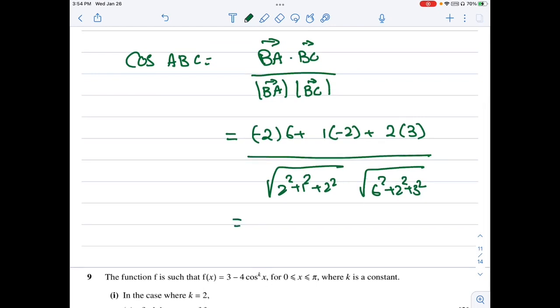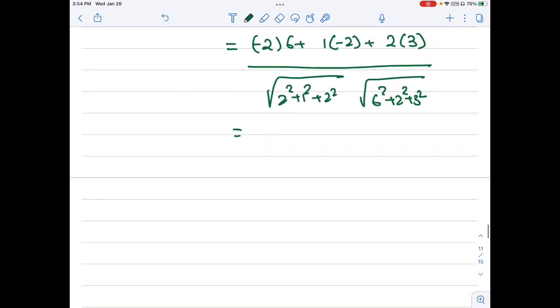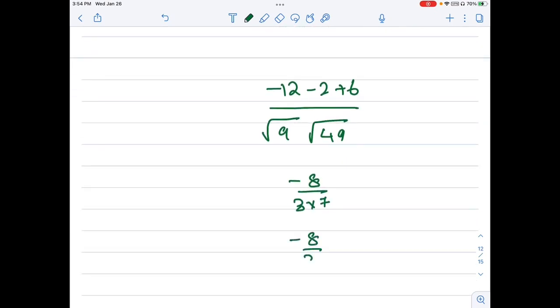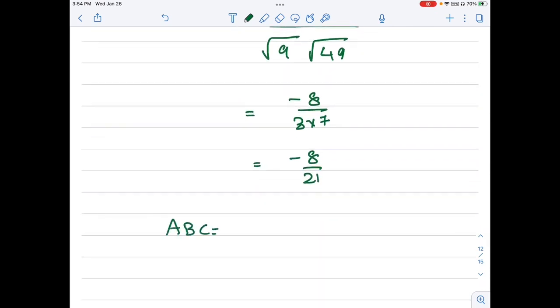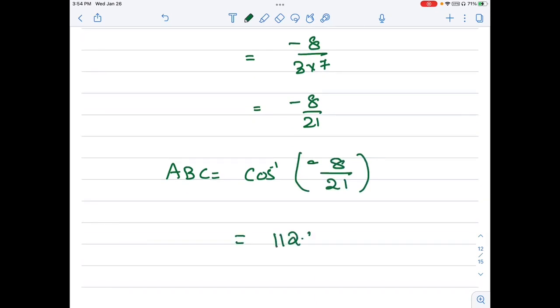So that becomes -12 minus 2 plus 6 upon square root of 9 and square root of 36 plus 4 plus 9, which is 49. So it becomes -8 upon 3 times 7, so -8 upon 21. So ABC is equal to cos inverse of -8 upon 21. Do it by calculator, it should give you the answer 112.4 degrees.